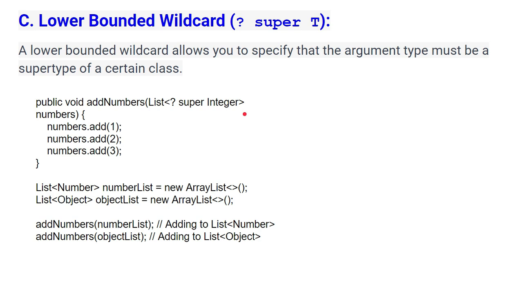If you have a number list and you have created one object list, you can pass those easily, but less than Number you can't pass. More than Integer you can pass, all those data, but less than Integer you can't pass. So let me create one method which is addNumbers, or otherwise sumNumbers, same thing.